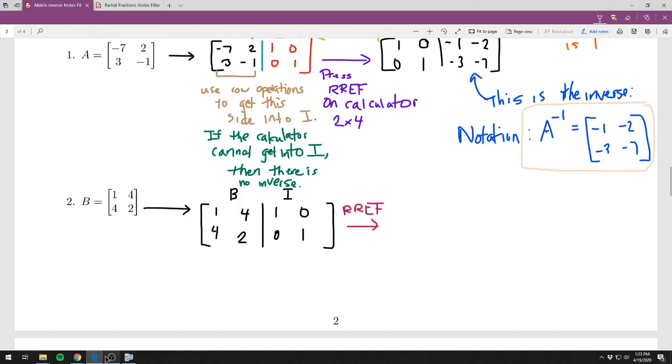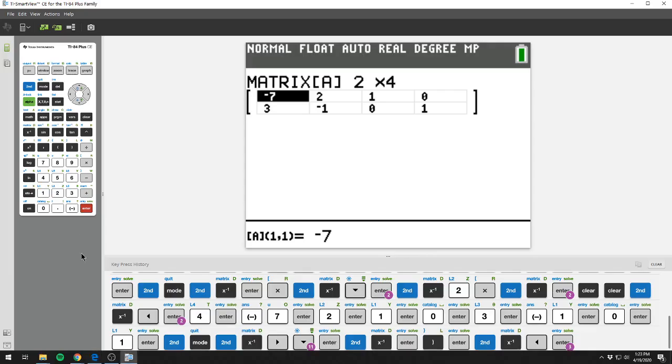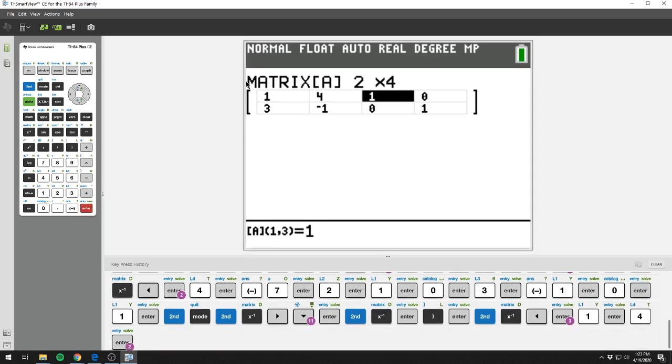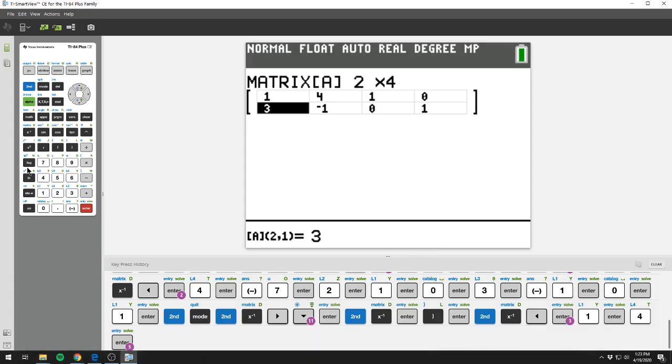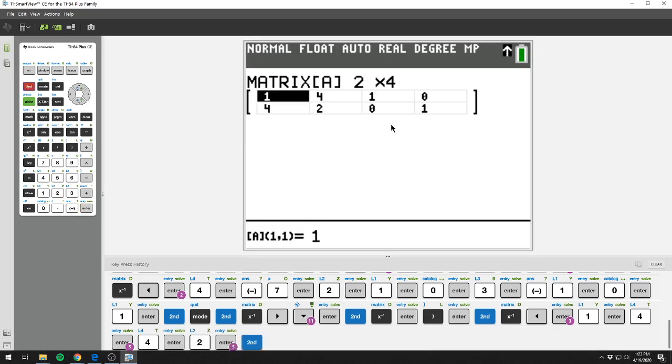The first row is 1, 4, 1, 0. And this side's already gonna be done for us because it's the same as last time. The second row is 4, 2, 0, 1. Okay, so we got that filled out. 1, 4, 1, 0, 4, 2, 0, 1.